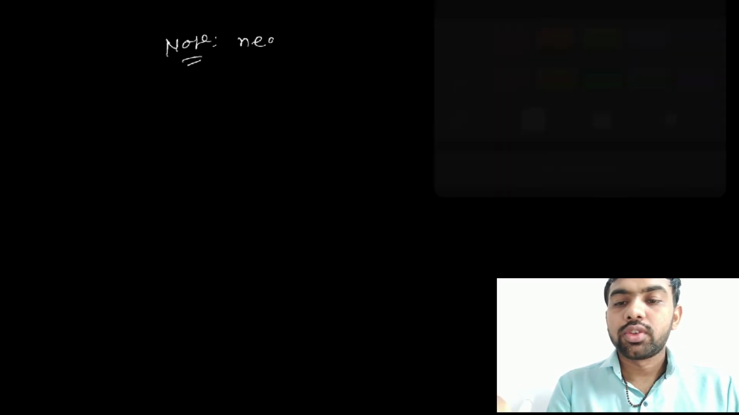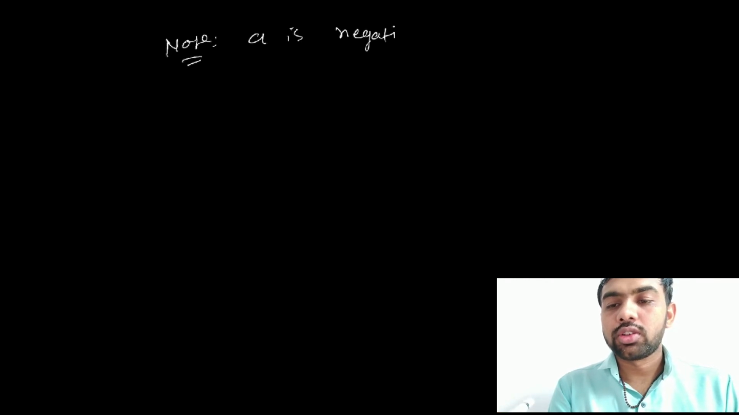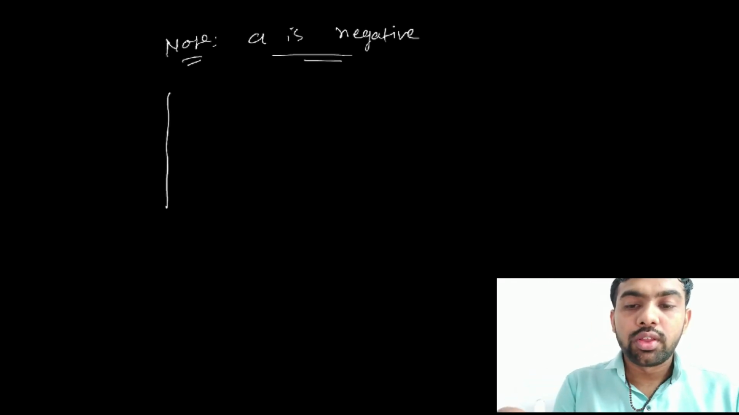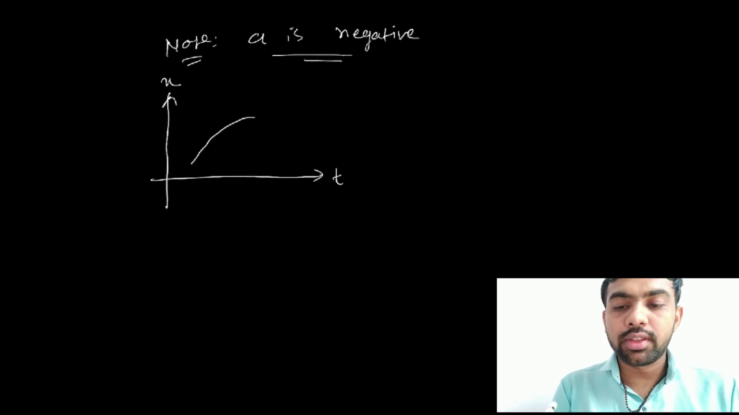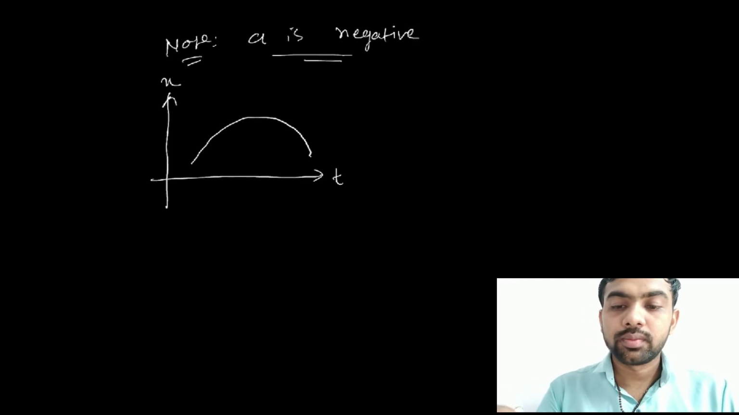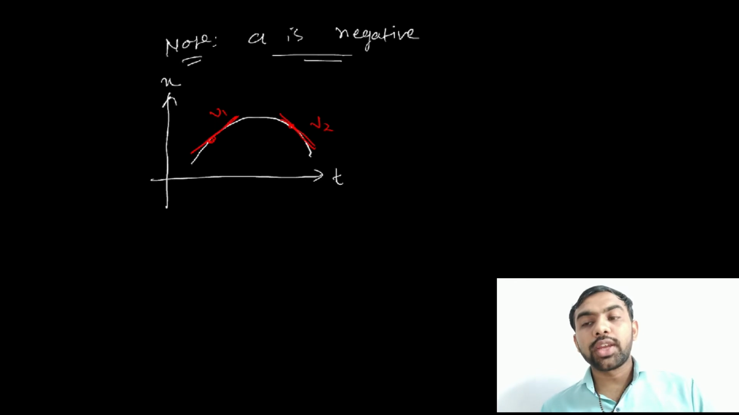Negative acceleration. What is the meaning of this one? When A is negative, if you draw the x versus t graph in such a way, and you draw the two velocities v1 and v2, here v1 is positive, v2 is negative.